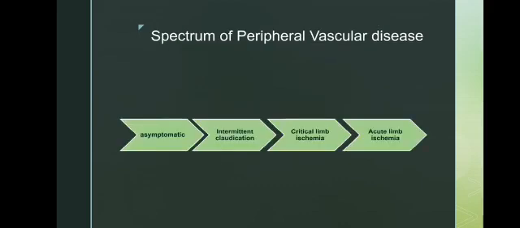Now the spectrum: it goes from asymptomatic to acute limb ischemia. Asymptomatic peripheral vascular disease is the most common. Then it develops to intermittent claudication. Then it will develop into critical limb ischemia, and then acute limb ischemia. If still not dealt with, it can lead to limb loss or even life loss. So it is a serious disease.